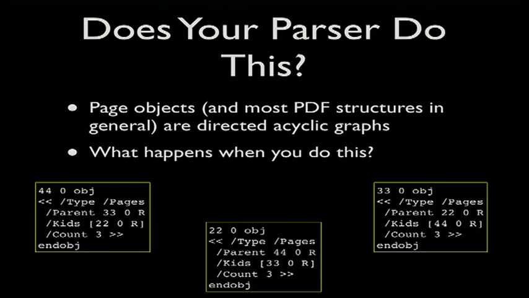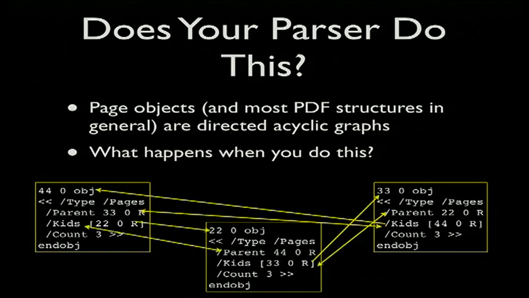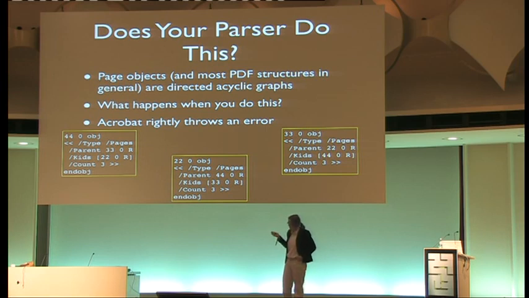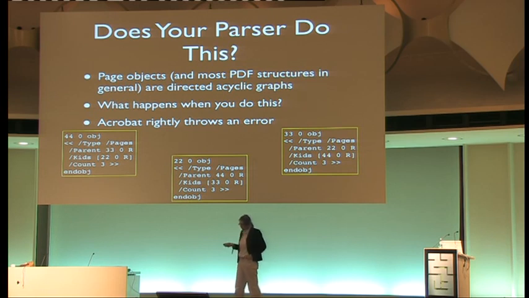The other thing in the spec, it very explicitly says that a PDF page tree is a directed acyclic graph. Although it doesn't say what happens if there's a cycle in it. When I read that, I was curious how many PDF parsers would go into an infinite loop if you fed them some objects like this, where each is the other one's parent or child object. Acrobat will throw an error when it encounters this, but I haven't tested other PDF parsers to see if any of them will go into an infinite loop when you hand them that.